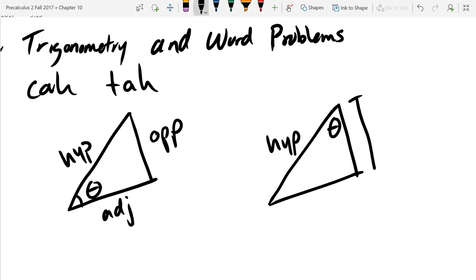What is this side called now? The side I just put that bar on. That's adjacent now. Our angle moved, meaning this is now the adjacent side to the angle, and of course you have opposite down there. So the bottom side is not always the adjacent side. It is in relation to where the angle you're considering is located.